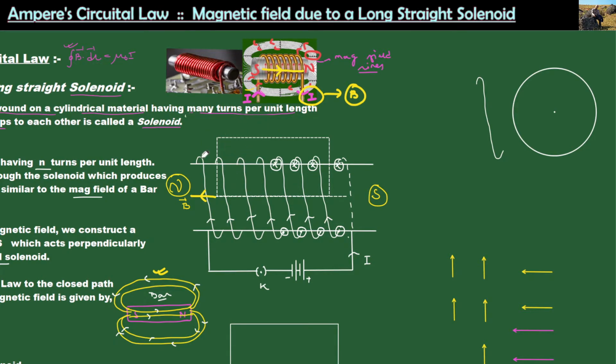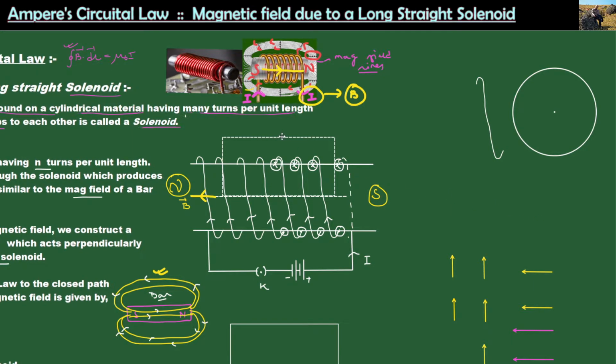Now we have taken this rectangular Amperian loop, and I will construct it in such a way that one length of the Amperian loop passes through the axis of the solenoid. From here, let me take the points of this Amperian loop as P, Q, R, and S.